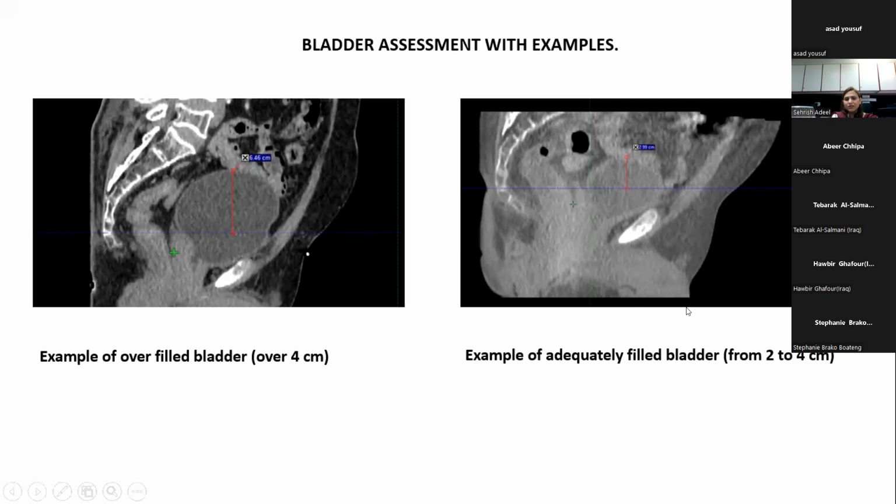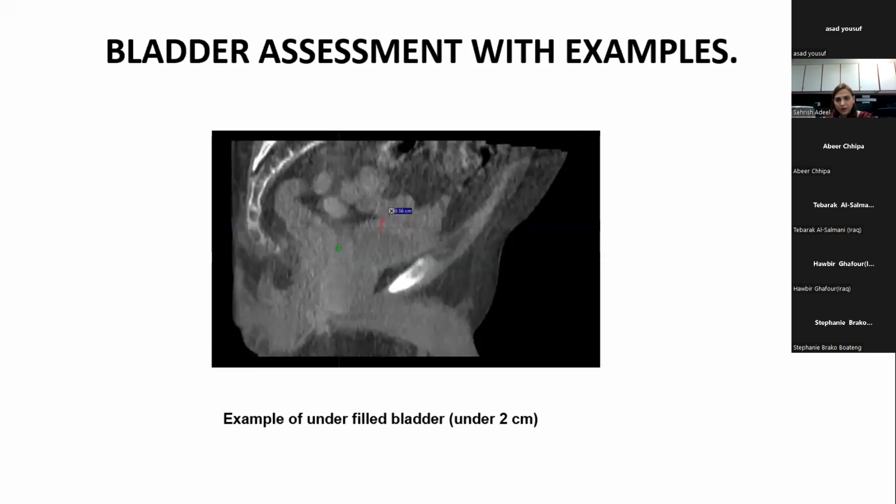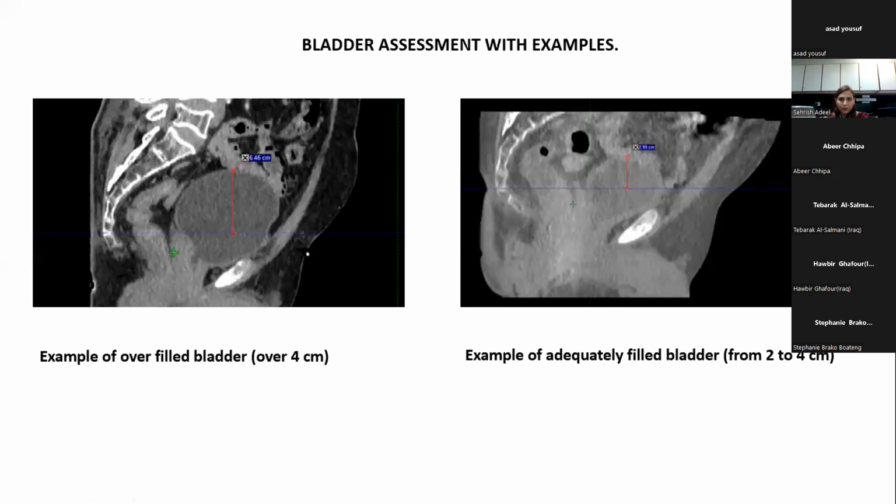This is the example of the adequately filled bladder. Again, the same reference point. If this distance is between 2 to 4 centimeter, that means that the urinary bladder is adequately filled. And the third example is the underfilled urinary bladder. If this distance is less than 2 centimeter, that means that the urinary bladder is underfilled.